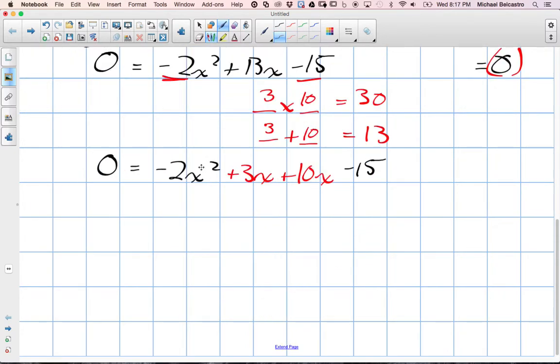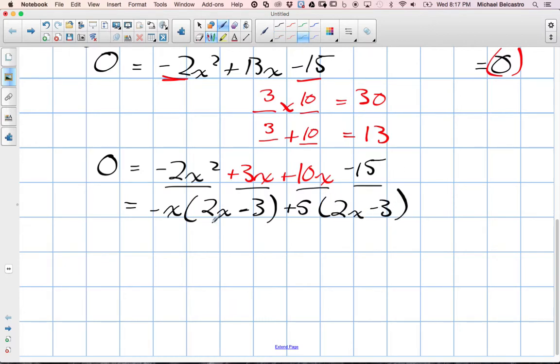Okay. We're going to common factor our first two terms, and I'm going to take out negative x, okay? And when I do that, that leaves me with positive 2x and negative 3. Does that make sense? Yeah. Okay. And in our next one, I'm going to factor out 5. I can take out positive 5 from these two terms, and that'll leave me with 2x minus 3.